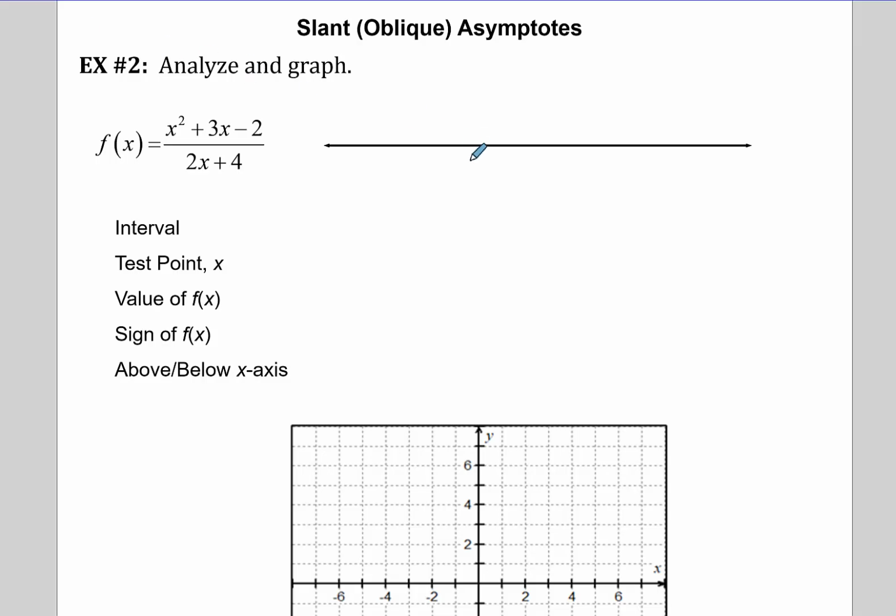Here's another one that we want to try. In this case, I'm going to factor the numerator. No, the numerator won't factor. So let's grab a piece of paper. We need to figure out what the intercepts are.